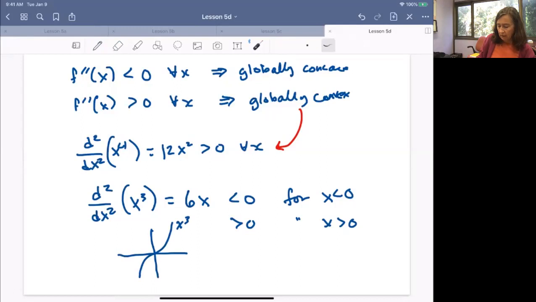So here it's increasing, but getting flatter and flatter as we get closer to 0. Still increasing here, but now increasing at an increasing rate. So the first derivative is positive for all x. So it's globally increasing, but its concavity changes.